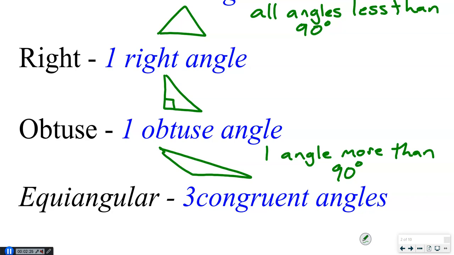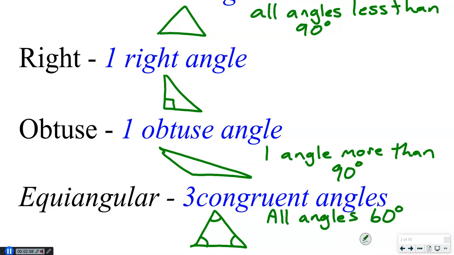An equiangular triangle, we talked about equiangular polygons, so it's same as that. All three angles will be the same. All three angles congruent. And when you have an equiangular triangle, all of the angles will always be 60 degrees. All angles will be 60 degrees in an equiangular triangle.